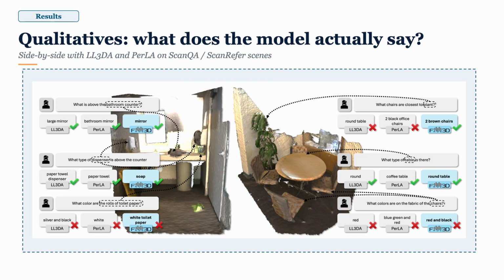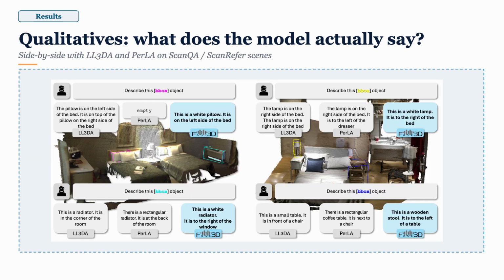Across both ScanQA and ScanRefer, Fase3D produces more fine-grained descriptions than the baselines. It identifies small objects, captures correct attributes such as color and material, and resolves spatial relations more accurately. Here are the results on the ScanRefer dataset.